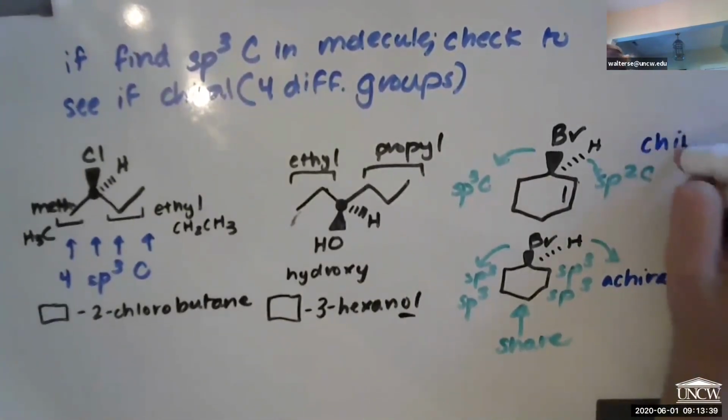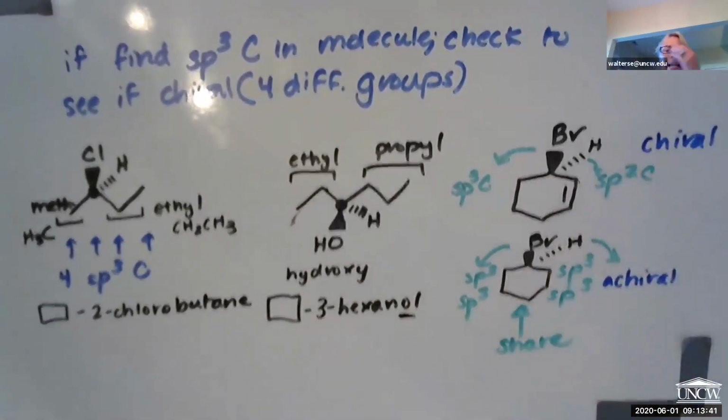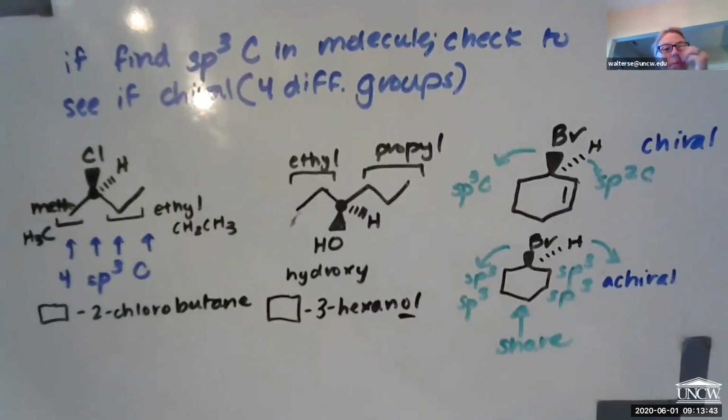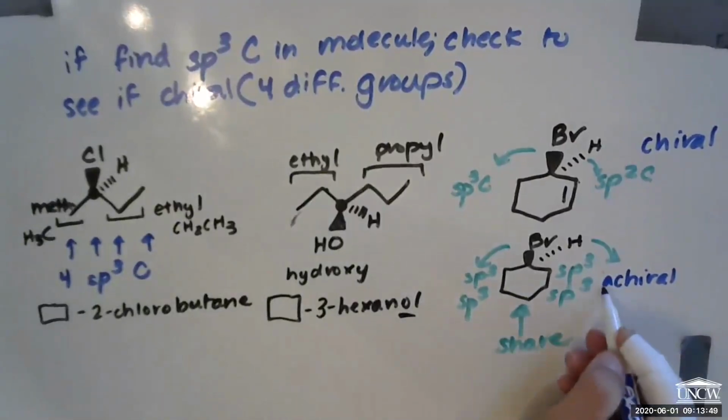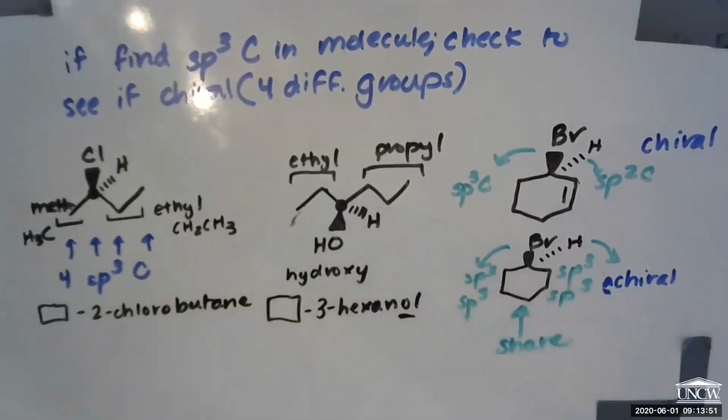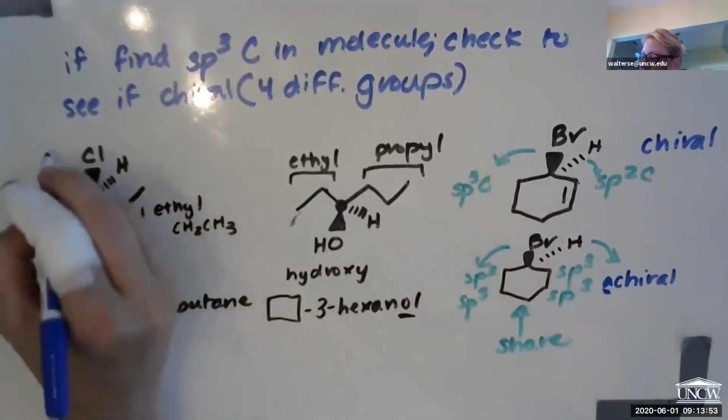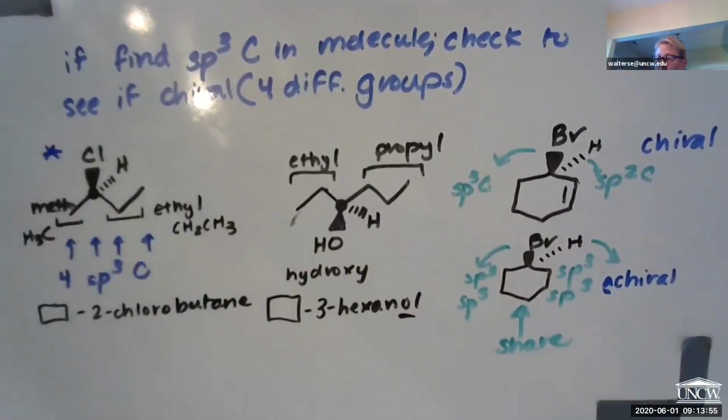You can have a chiral compound with a chiral carbon. You can have an achiral compound with an achiral carbon. So just adding that A just means not. Okay, so we're going to take this first one, the 2-chlorobutane, and do a little bit more work on it, unless there are any questions.